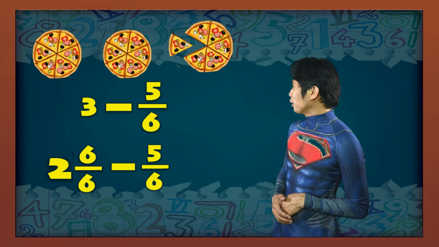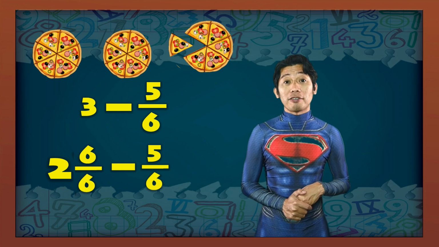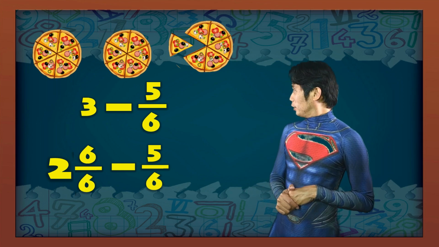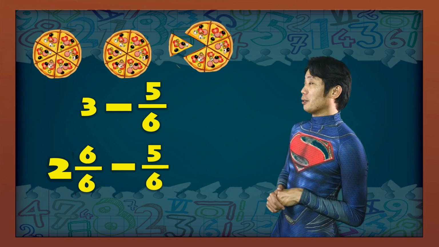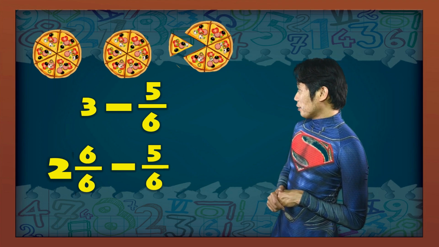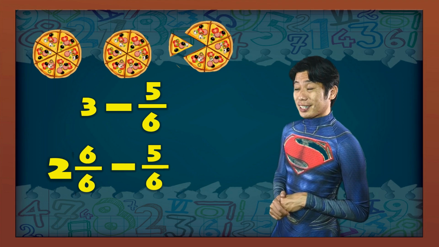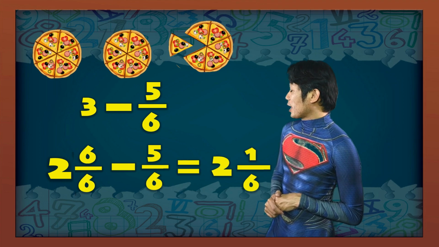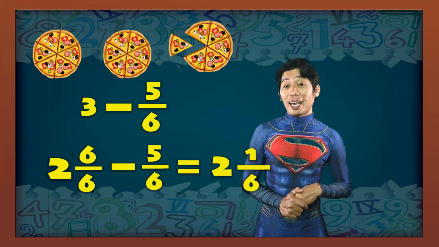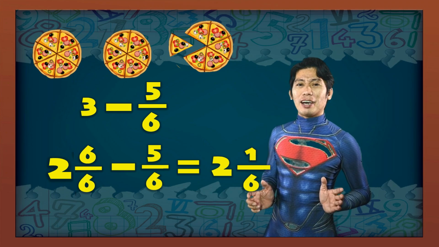Got it? And so we now have 2 and 6 over 6 minus 5/6. So 2 wholes minus 0 wholes, it's still 2 wholes. Now 6 over 6 minus 5/6, you have 1/6. And so the final answer is 2 and 1/6. So Mr. Superman had 2 wholes and 1/6 of the pizza left with him.